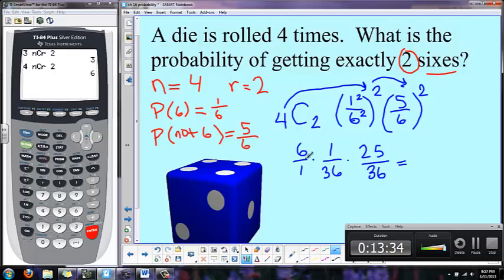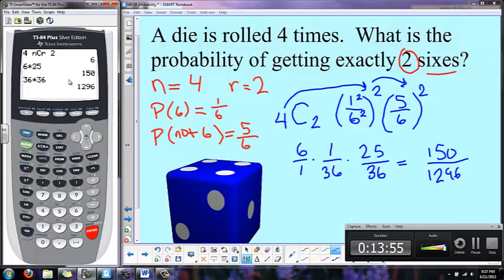Now, I'm not putting these fractions into my calculator. I'm simply multiplying across. 6 times 1 times 25 gives me 150, divided by 1 times 36 times 36, which gives me 1,296. Now let me show you what I mean by not putting it in the calculator. 150 divided by 1,296 can be reduced as a fraction to 25 over 216.